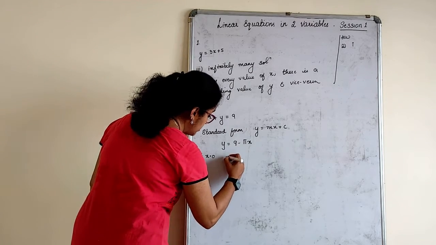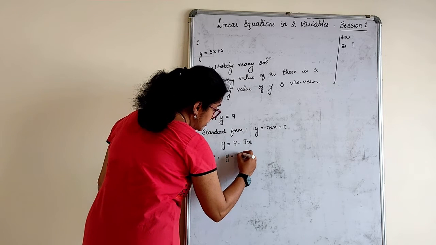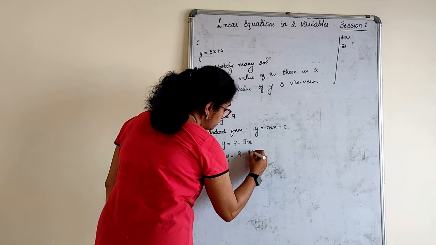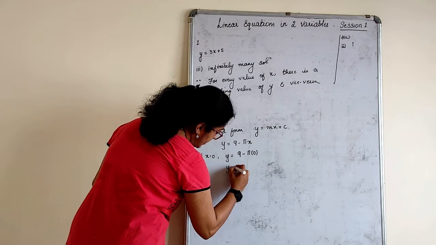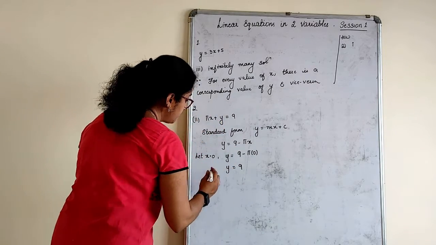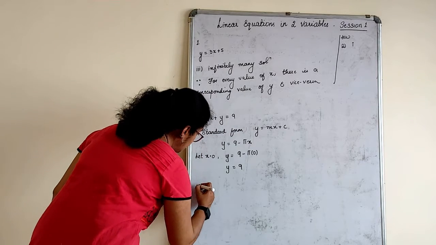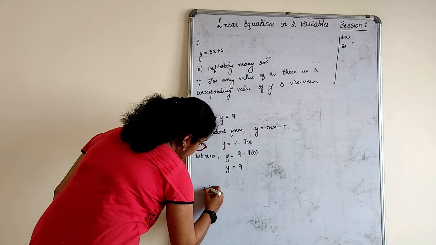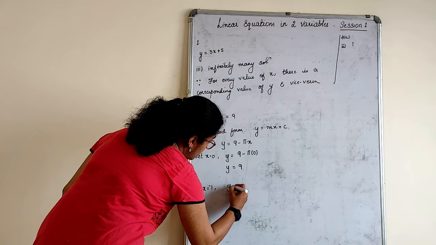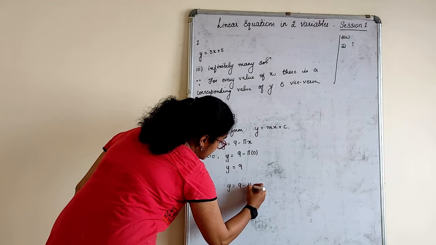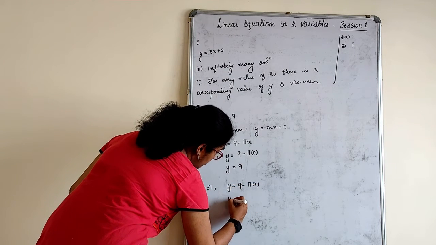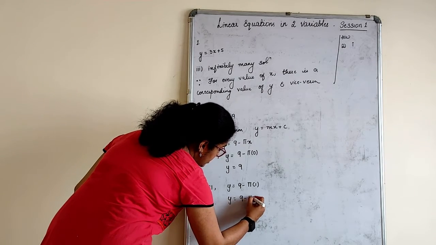Let x is equal to 0. y is equal to 9 minus pi of 0. y is equal to 9. We need to tabulate this later. I'll show you how. First let us only write. So then x is equal to 1. y is equal to 9 minus pi of 1. y is equal to 9 minus pi.